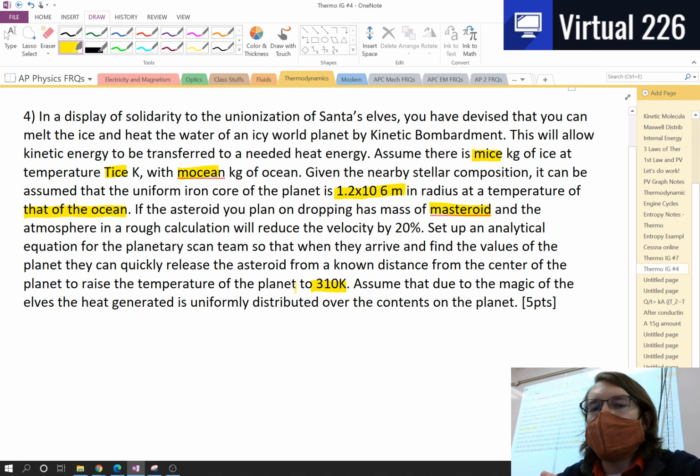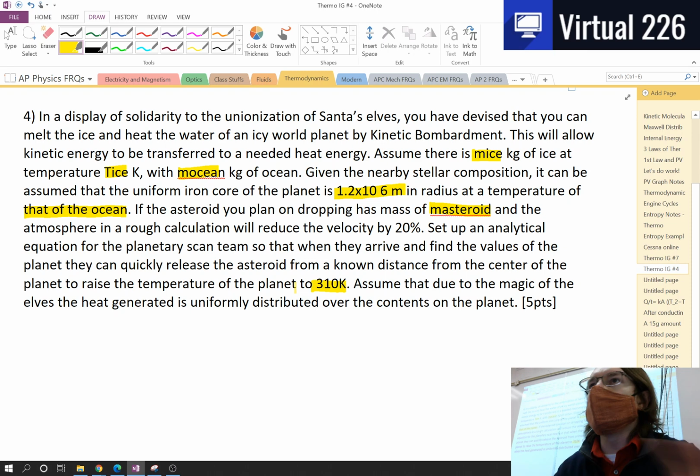Assume that due to the magic of the elves, the heat is generated uniformly and is distributed over all the contents of the planet. So we don't have to worry that the iron core is in the middle of the planet and there's going to be some heat transfer due to Newton's law. It all heats uniformly at the same time. Otherwise, this becomes very difficult for a whole slew of reasons, okay? And we're doing this analytically, so we don't care about numbers, although there are a few numbers that we can assume to be the case here.